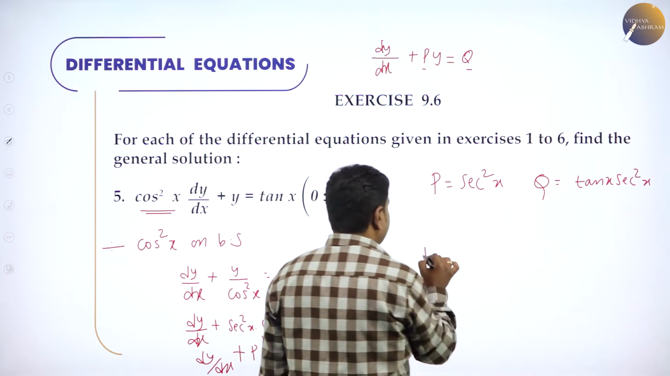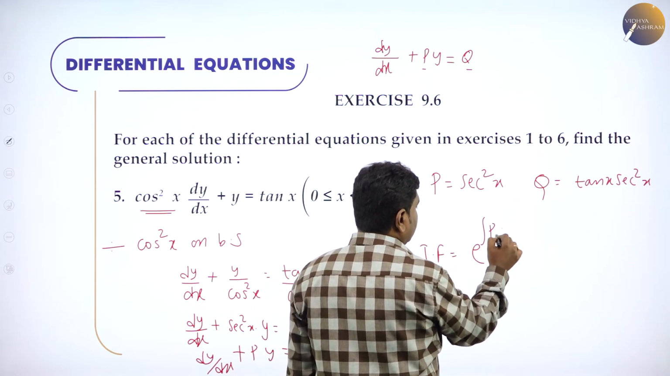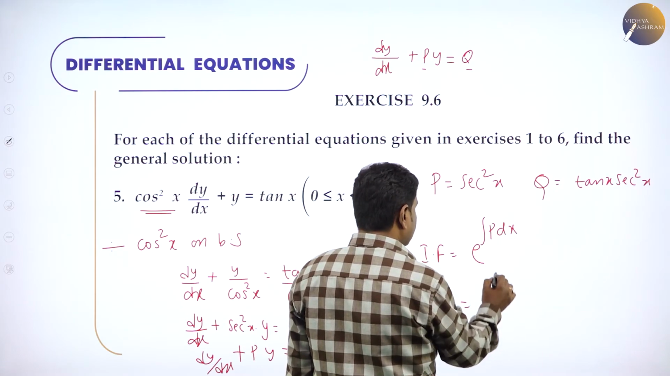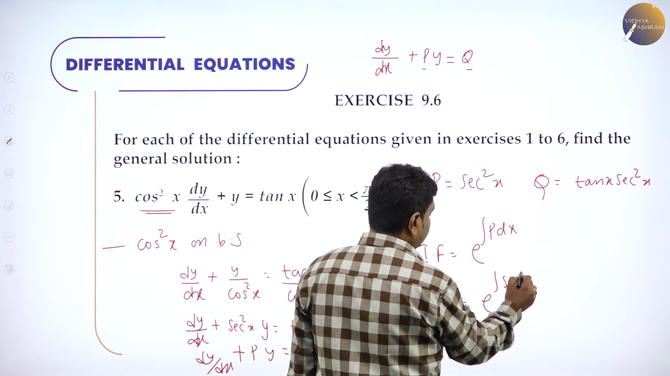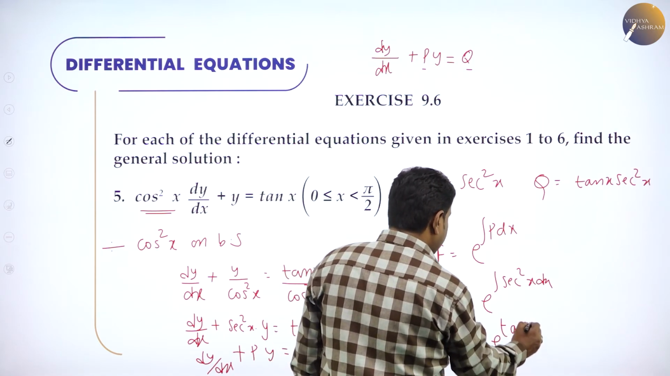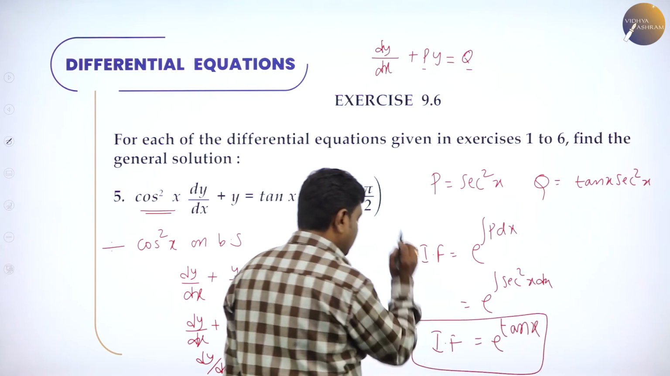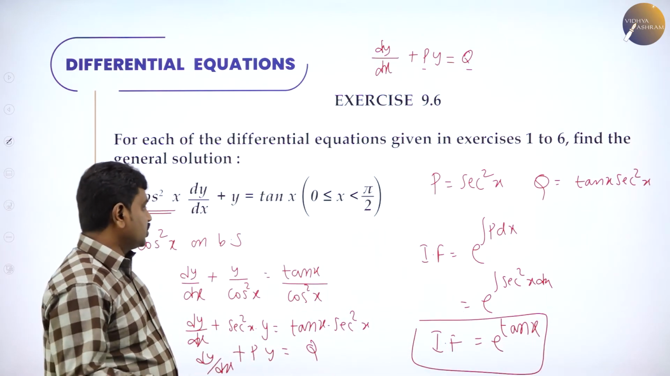Now the integrating factor. What is the integrating factor? E power integration p dx. That is e power integration secant square x dx. You know, integration of secant square x is tan x. So e power tan x is the integrating factor. Now we got the integrating factor, e power tan x. Now you can write the solution.